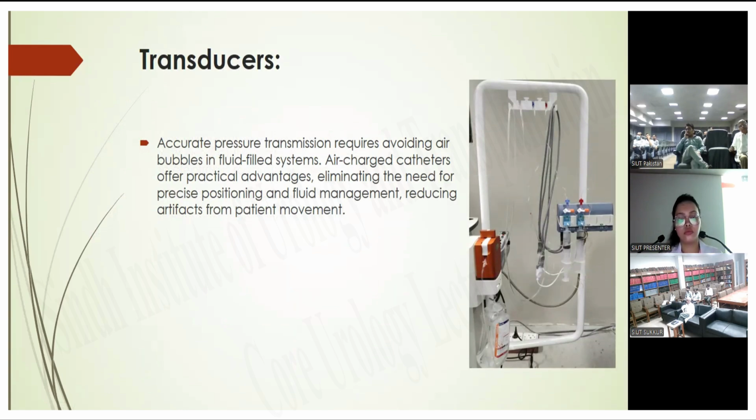While using the fluid filled transducer, you must empty the air bubbles before performing the study, and it must be placed at the level of the superior border of the pubic symphysis. Can anyone tell me why is that? Why is it the superior border of the pubic symphysis?